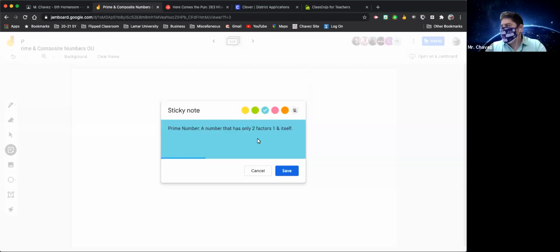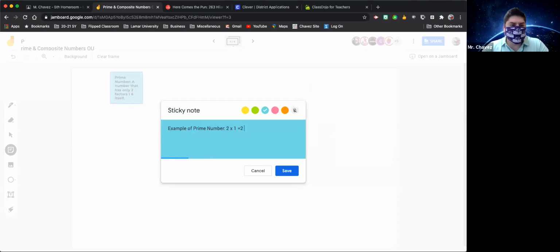There we go. So after our scavenger hunt, this is the definition of a prime number: a number that only has two factors, one and itself. So for example, here's an example of a prime number. A prime number is, for example, 2 times 1 equals 2.